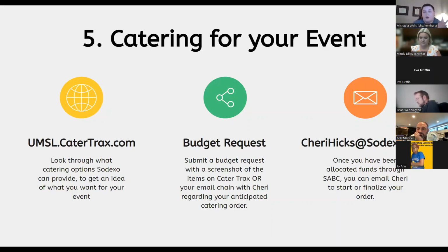But for instance, I know last year we had a group that ordered those big boxes of chips off of Amazon. They submitted a budget request, they filled out the food waiver form, and they got approved. I ordered them on Amazon, they came in, and they had them at their event.